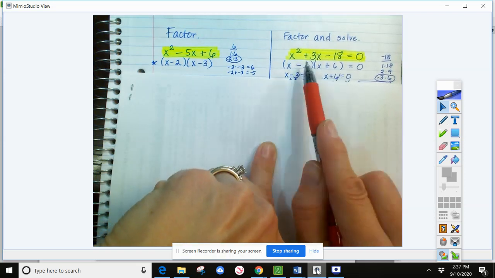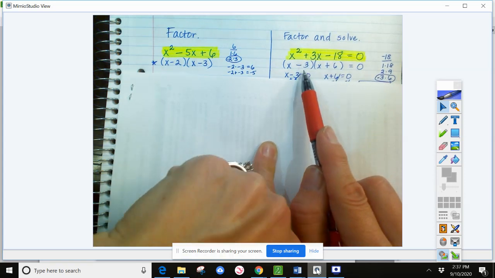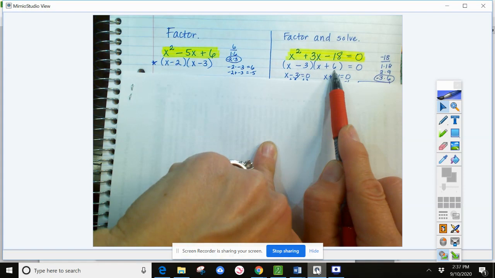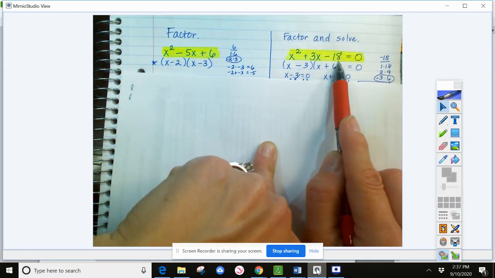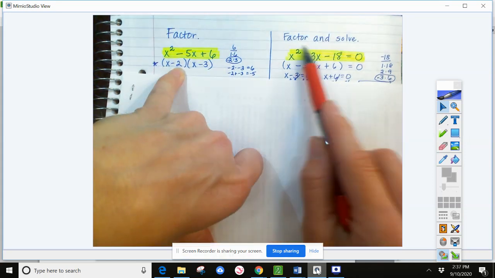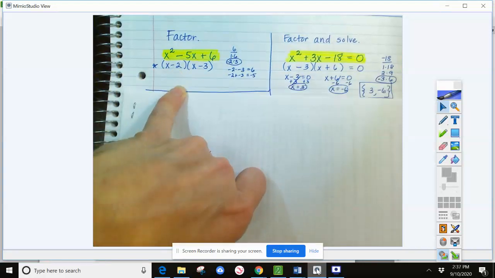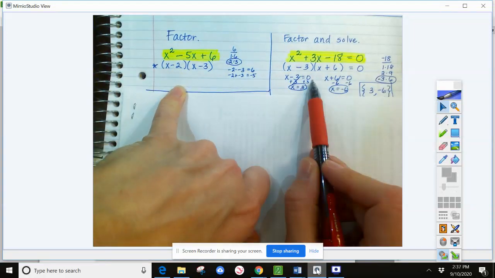So always double check to make sure that both of those two things check out. Negative 3 plus 6 is positive 3. Negative 3 times 6 is negative 18. Once you factor it, just like we did on this first problem, this has an additional step. It says to solve. That means we take each of these factors and we set them equal to 0, and we solve it for x.